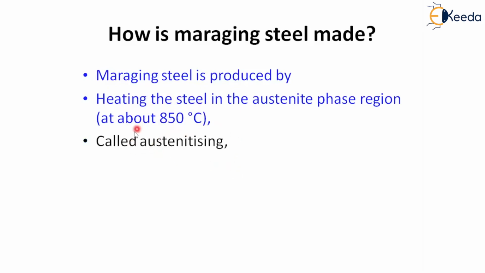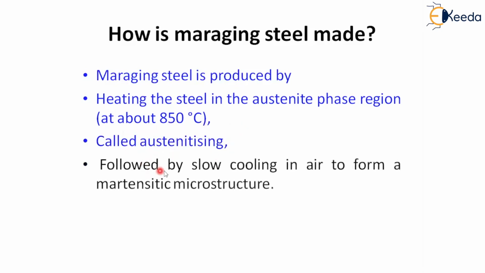That means the material is going to convert to the austenitic region, and that is represented as austenizing. After this austenizing is completed, you have to follow the cooling step, which is a slow cooling in air, to form a martensitic microstructure. In a conventional process, the martensite is formed with sudden cooling. But here, to avoid the distortion of the martensitic microstructure, we are adopting slow cooling.